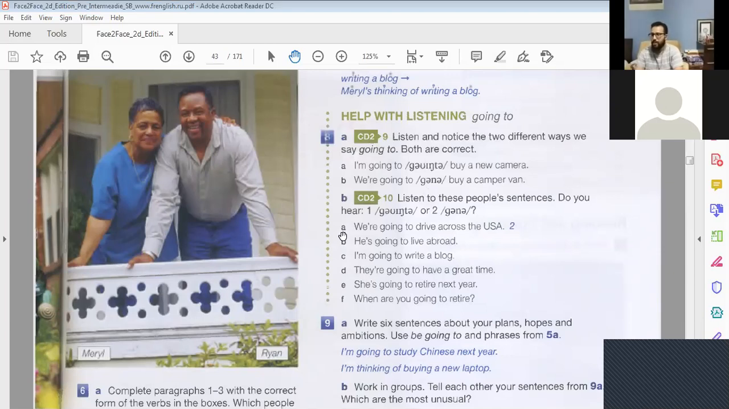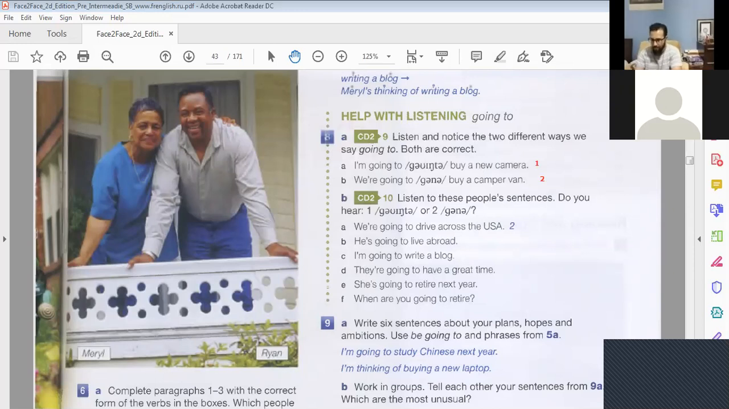All right, now you need to decide. If you hear the T sound, "going to," this means number one. So we want to put a number for each way of saying "going to." The first way is "going to." This is the first one. And the second one is "gonna." So if you hear "going to," this means number one. If you hear "gonna," this means number two. All right, let's do it.